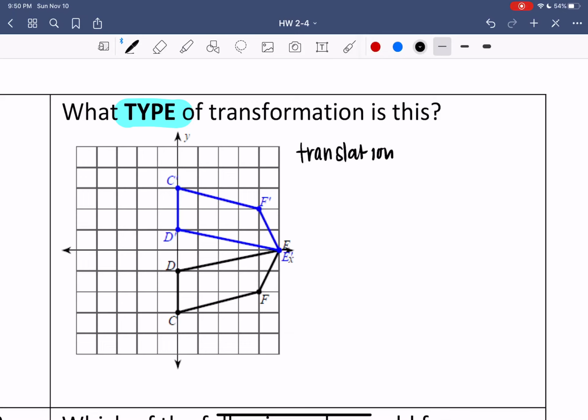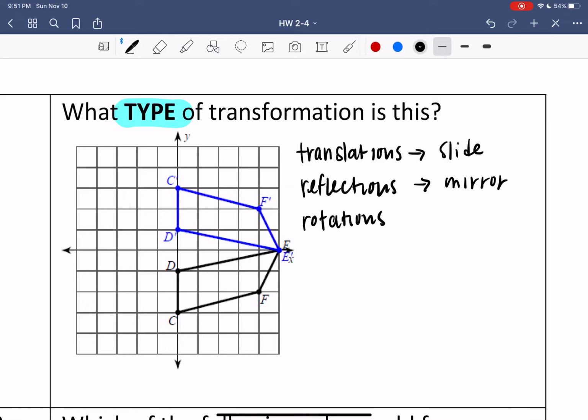So from those, knowing that translations are a slide, reflections are a mirror, rotations are a rotation. I don't know a better word to describe that one. And then dilations are those that will be changing size.